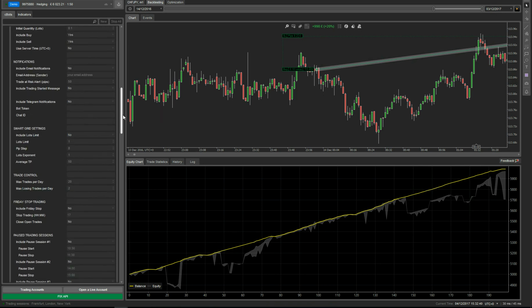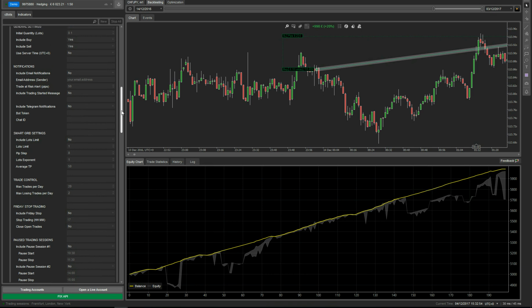So the kind of parameters that we'll go and tweak straight away, the kind of things we're looking for, is things like lots exponent. Okay, that's quite important. That's every time a position opens, it multiplies your volume. If you go and look at the other videos, it explains that as well.